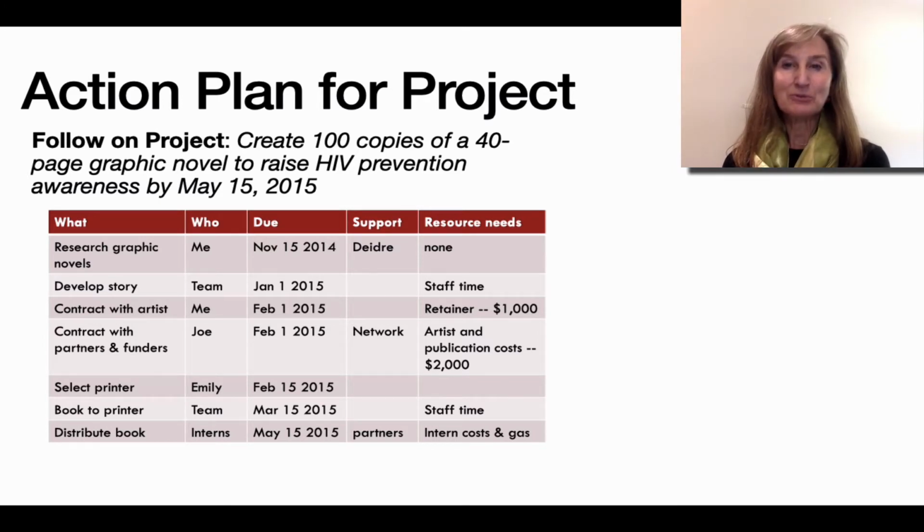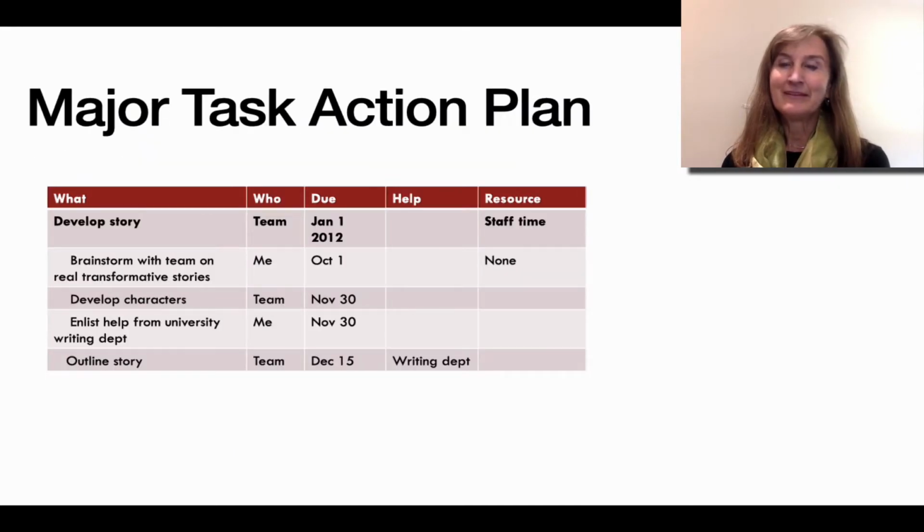Each task also includes who will lead the task, when it's due, what support is available, and what resources or money is needed. For bigger projects, major tasks in an action plan may be broken down further into their own action plan. For example, develop a story on the previous action plan needs its own, described here, as we break out the subtasks of brainstorming with the team on real transformative stories, developing the characters, enlisting the help of a university writing department, and creating an outline.